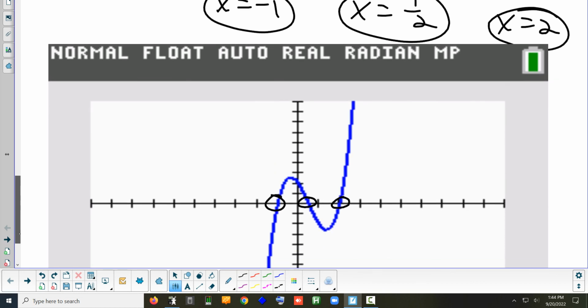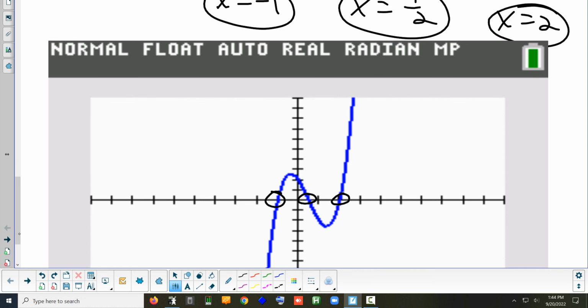Now, when I drew this, what was the highest exponent again in the whole equation? It was a 3. And look at how many times it crosses the x-axis. 3. Yeah. So you just find whatever numbers make your equation equal to 0? That's when it asks you to find the roots, yes.